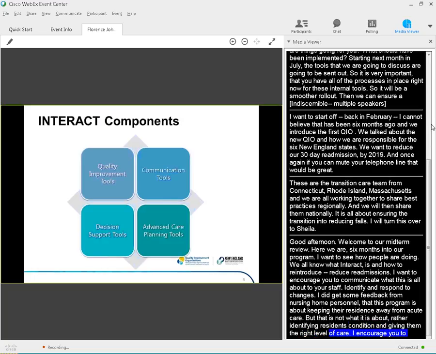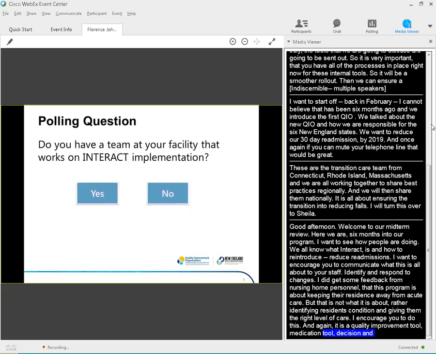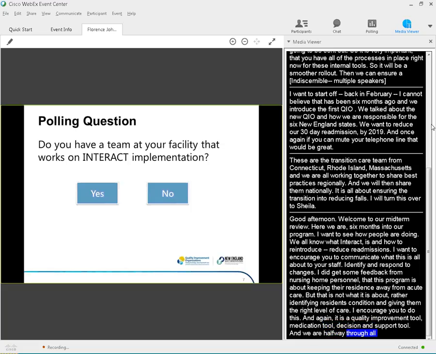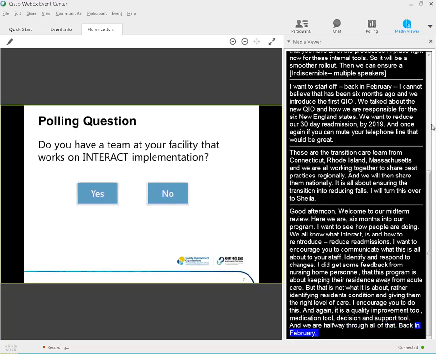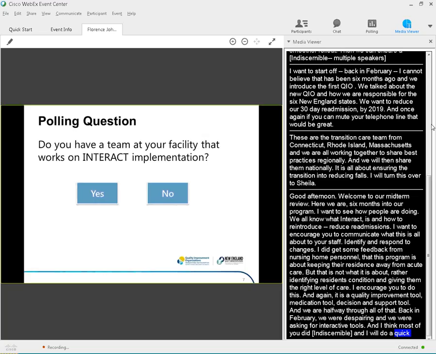Again, we know that the components of the program are quality improvement tools, communication tools, decision support tools, and advanced care planning tools. And we're halfway through all of them. Way back in February, it was cold and stormy, and we were despairing, and we asked you to form INTERACT teams within your facility. And I think most of you did, but we'd like to do a quick poll, if you can. Do you have a team at your facility currently working on INTERACT implementation?